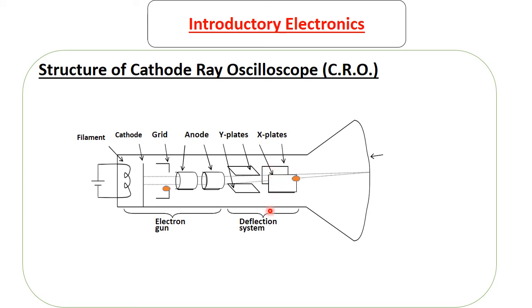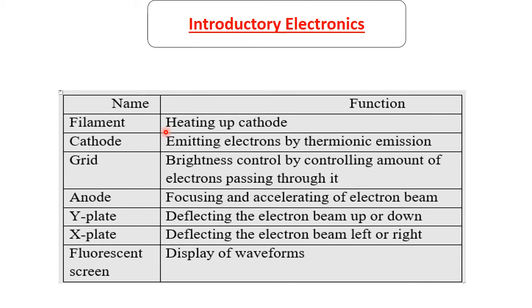So let me just summarize the function of everything, and of course the function of the screen is just to display the image. I talked of the filament, which heats up the cathode, which emits electrons by thermionic emission; the grid, which is for brightness control by controlling the amount of electrons passing through it; the anode, which focuses and accelerates the electron beam. The cathode ray is also called the electron beam, of course. The Y plate is for deflecting the electron beam up or down. The X plate is for deflecting the electron beam left or right. Then the screen for displaying waveforms. So the images you're going to see are waveforms.